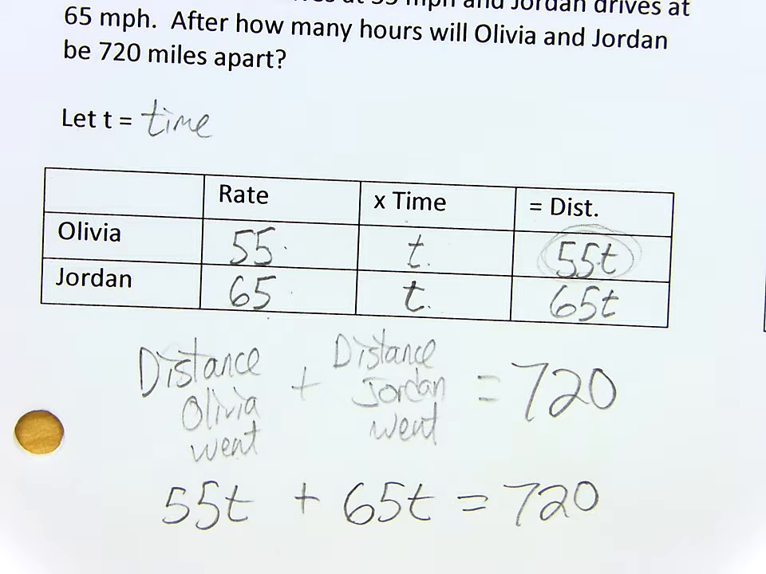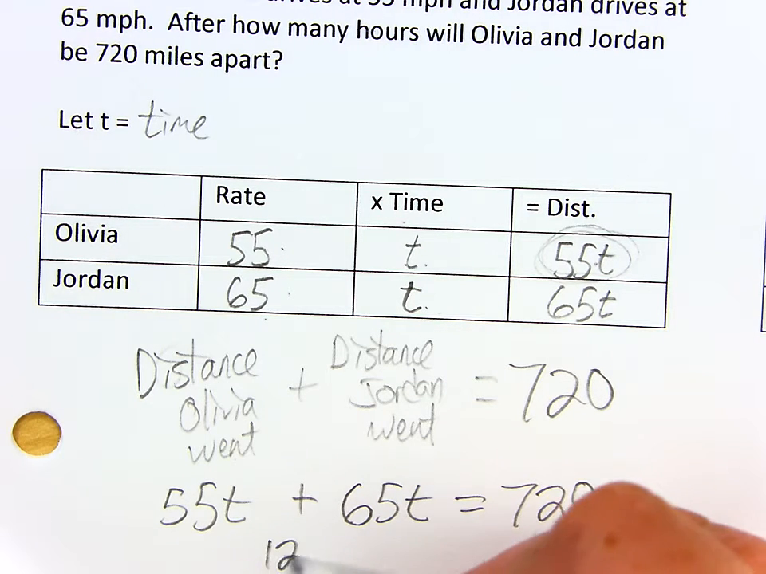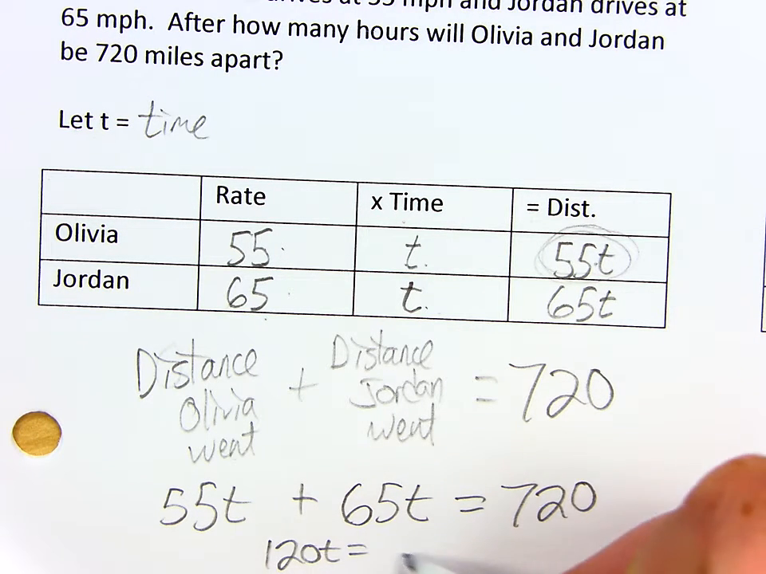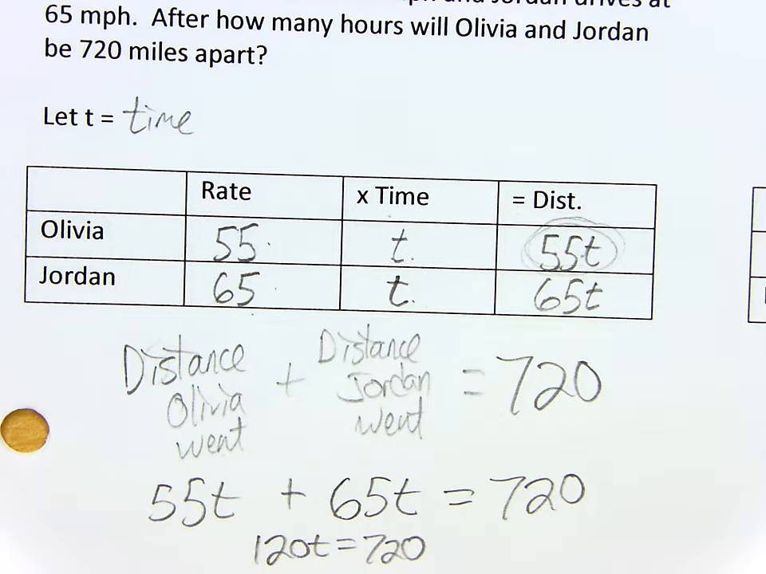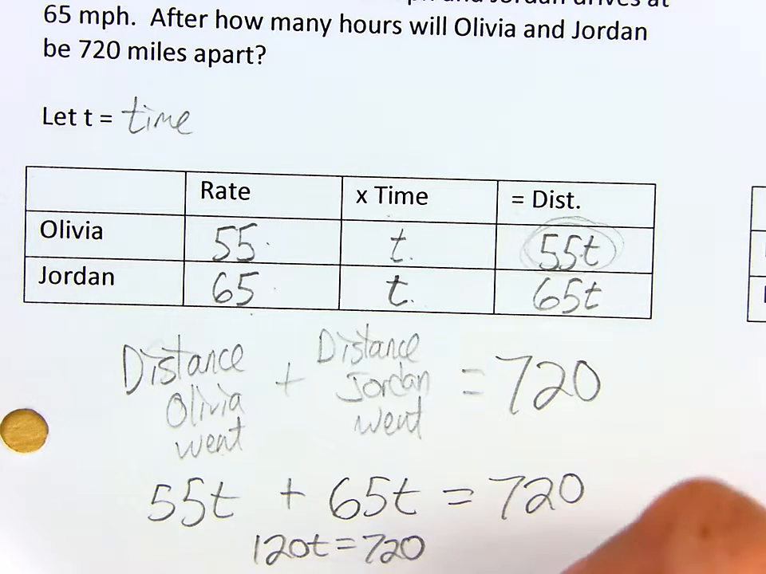So what is 55t plus 65t? 120t equals 720. Divide both sides by 120. 720 divided by 120 gets me 6. So what's the answer to my question? After 6 hours, Olivia and Jordan are going to be 720 miles apart.